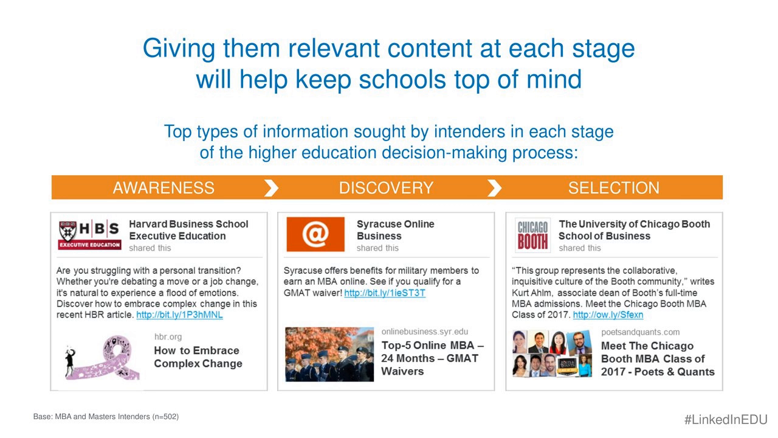And then in the discovery phase, Syracuse Online giving some program information with a strong call to action with the GMAT waiver. And then moving down to the selection phase, University of Chicago, Booth School of Business, featuring some of their alumni profiles. So these are just examples of some of the different types of content that you can share mapped to the decision journey. And these can be shared either with organic posts from your university page or with paid media like sponsored updates and email. And Scott and Irina will dive deeper into that later.